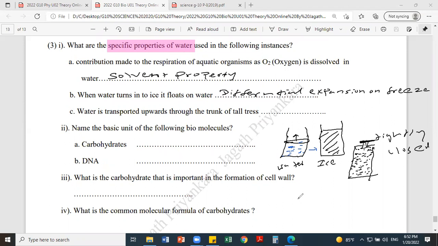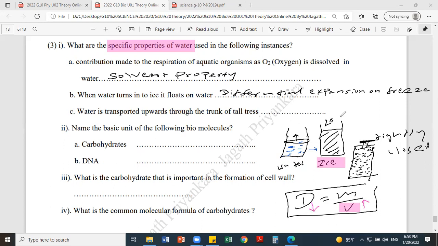That's why, when volume increases, what about density? Density equals mass over volume. When water turns to ice, what happens? If you're going to copy this down in your notebook: when water turns to ice, volume increases. Look here, I'll highlight: ice has more volume than water. Therefore, when the volume increases, density decreases. So therefore, ice has low density. You can mark this, very interesting.